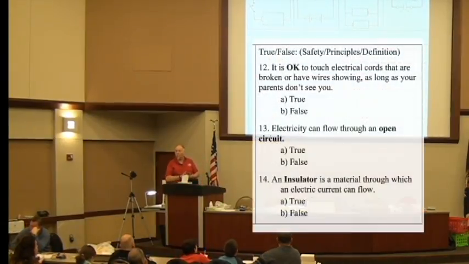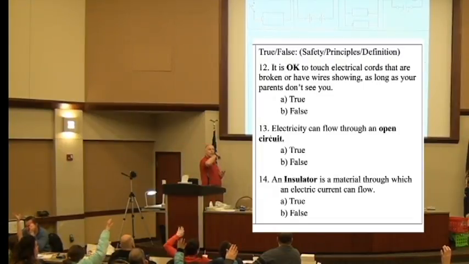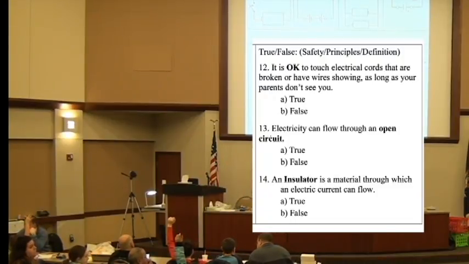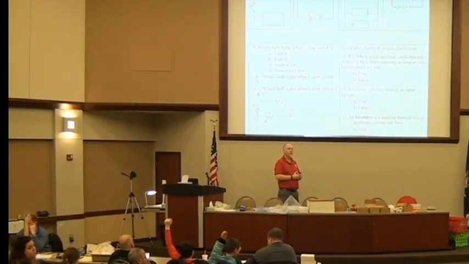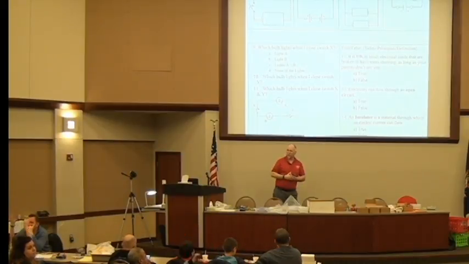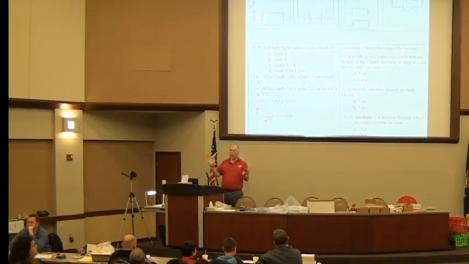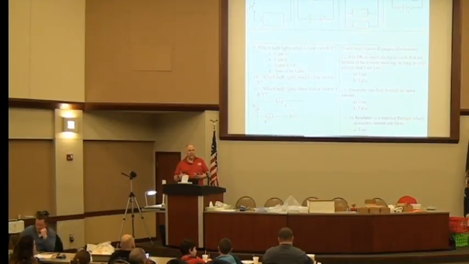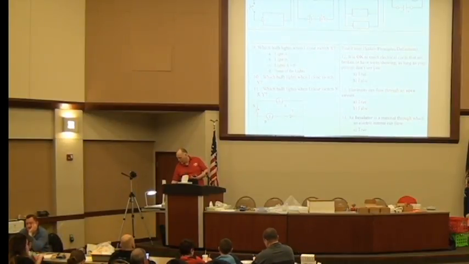Electricity can flow through an open circuit. False. Open circuit means the circuit is open, no electricity can go through. Okay? You want to have a closed circuit, electricity can flow through it. Example of an open circuit is going to be this one right here. Okay? And that's a principle. That's the type of thing that you're going to find out through trial and error in playing around with electricity.